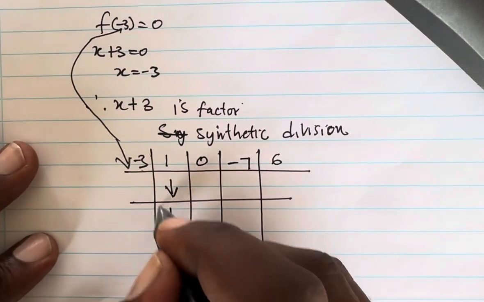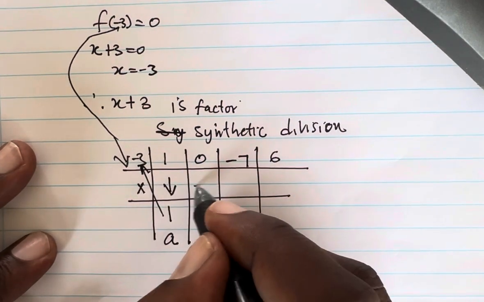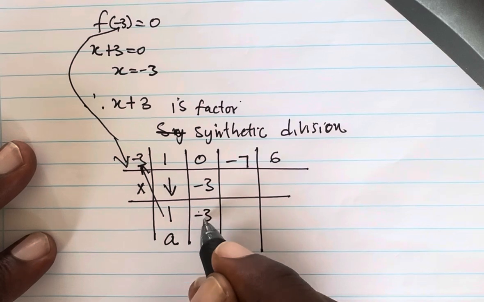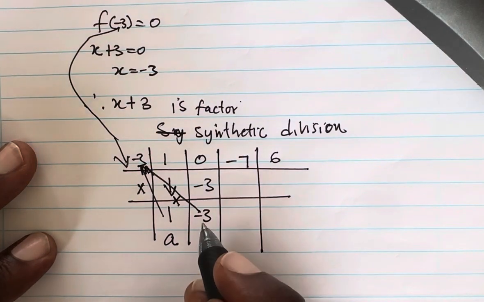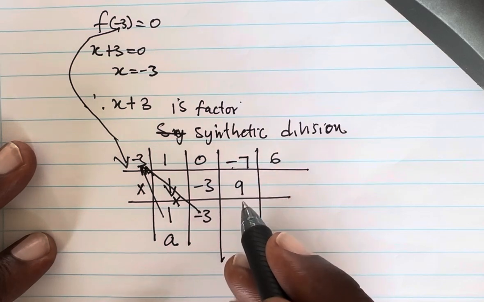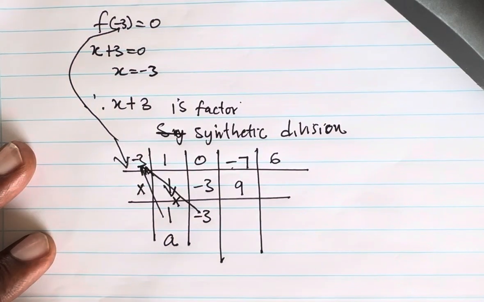So when we go outside now, what do we do? We multiply. 1 multiplied by -3 is -3. 0 minus 3 will be -3. We go back outside now. What do we do? We multiply. -3 multiplied by -3 is +9. -7 plus 9 is +2.